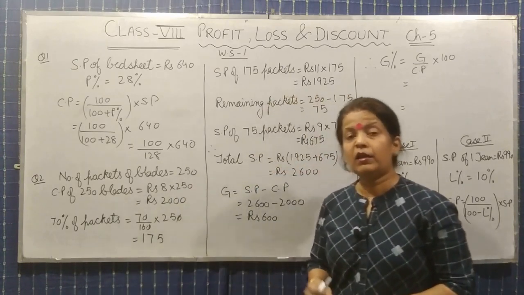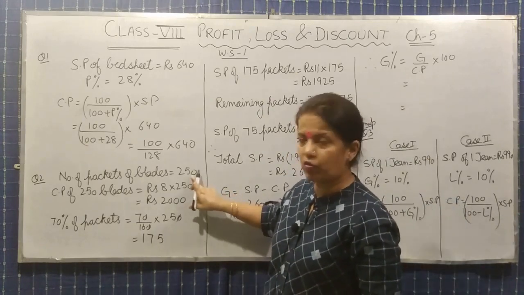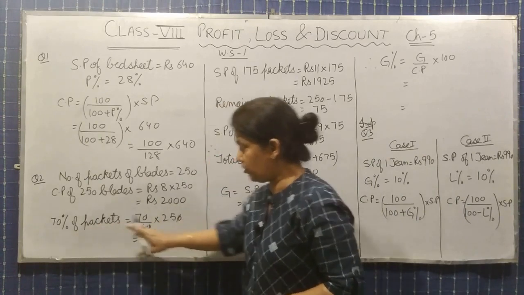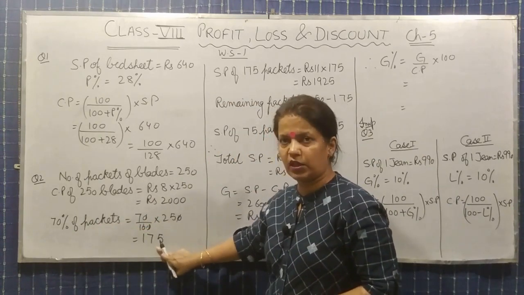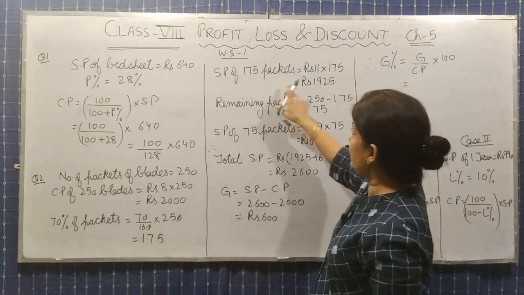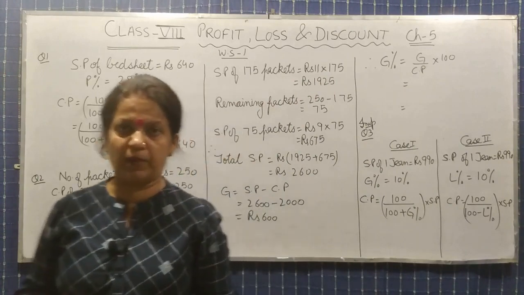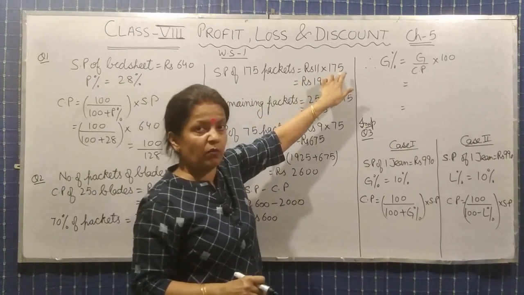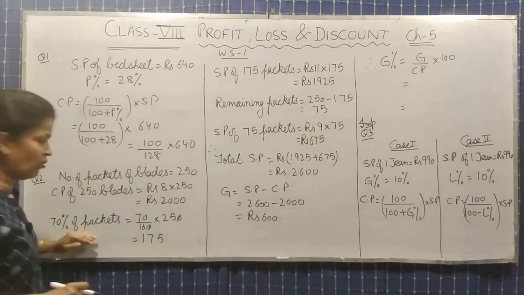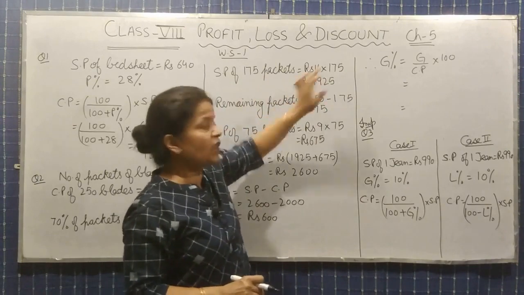अब क्वेश्चन में कह रहा है 70% of the packets. So total packets are 250. So 70% of the packets, 70% of 250, you will get 175. So 175 packets at the rate of 11 rupees per blade. Its selling price is given, 11 multiply 175.